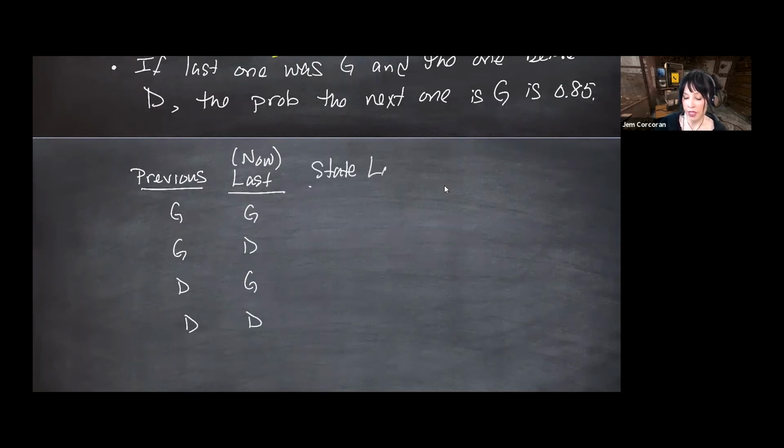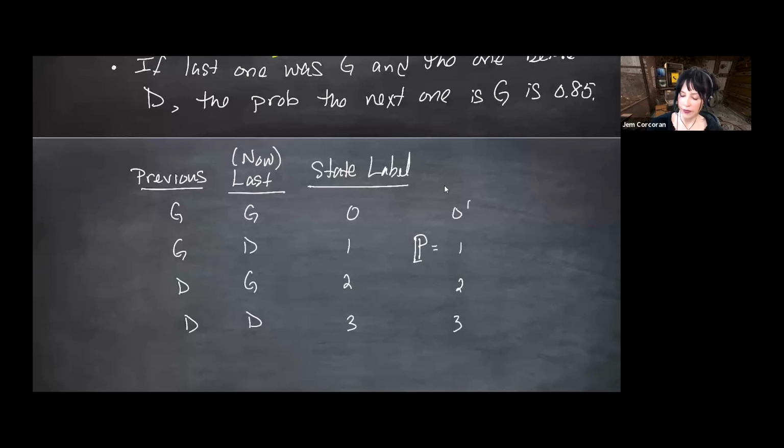I can label these states. I'm going to call them 0, 1, 2, 3. By all means, call them 1, 2, 3, 4. I'm just Markov indoctrinated. So let's find a probability transition matrix: 0, 1, 2, 3 by 0, 1, 2, 3. And there's a little bit of overlap between the days.